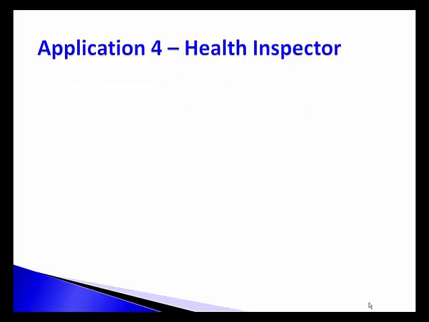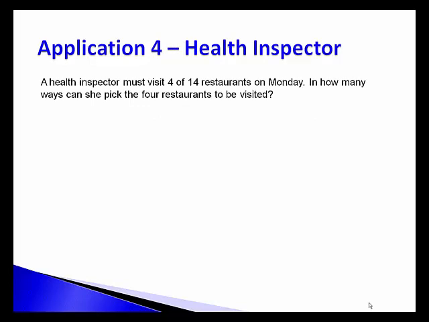Application 4, we have a health inspector. A health inspector must visit 4 of 14 restaurants on Monday. In how many ways can she pick the 4 restaurants to be visited? Notice there's no indication of what order she's going to visit the restaurants. It's just a matter of which 4 are going to be visited. Therefore, order does not matter. It's a combination. A combination of 14 things taken 4 at a time, for a total of 1,001 ways to visit those restaurants. That one is a combination.